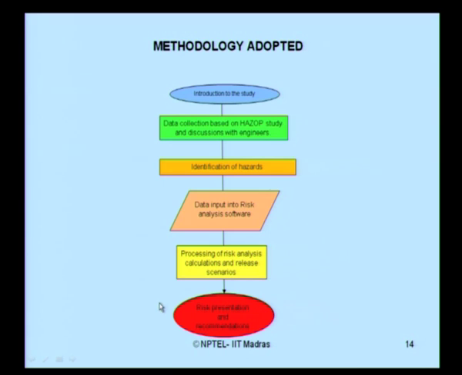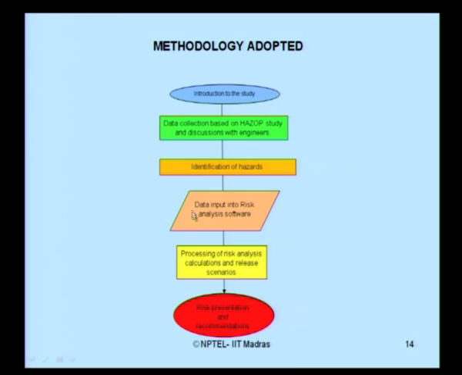I can also give a very brief flow chart for the methodology which is generally adopted for a QRA. First, identify the case study, introduce the case study in detail to yourself, and try to collect all possible data required based on the HAZOP study and then discussion with the engineers. If you want to do a quantitative risk analysis successfully, first we must conduct a HAZOP study and collect all data based on this study. Based on the study conducted, try to identify the hazards present in that specific case study, and see the data required to input for the risk analysis software.